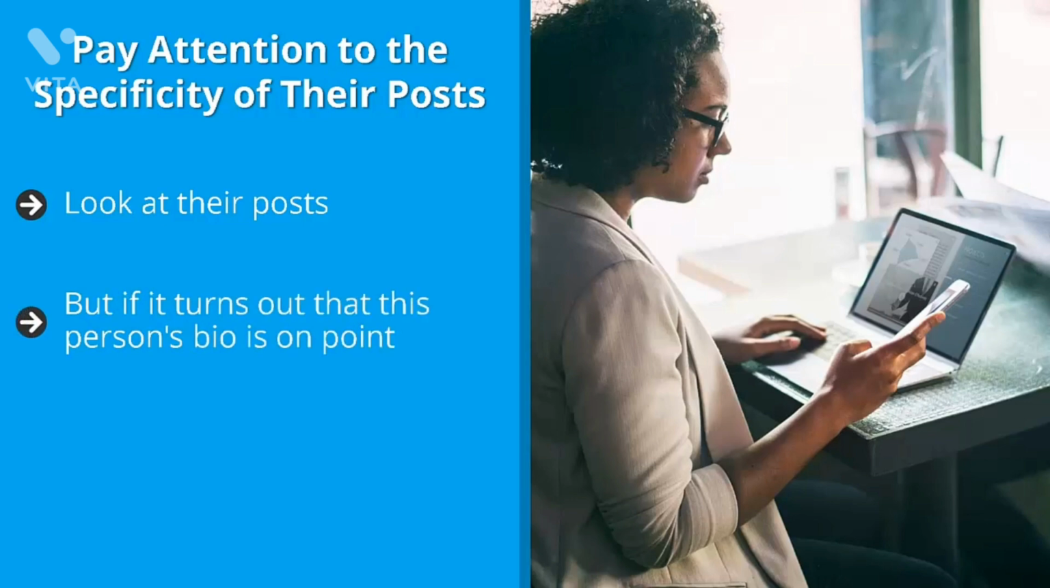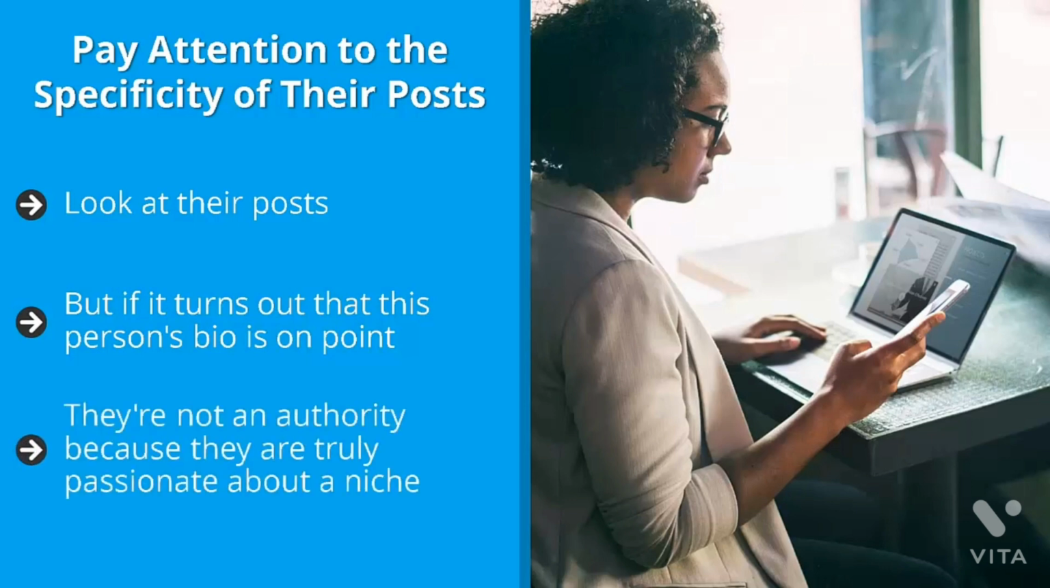But if it turns out that this person's bio is on point, they have more followers than the accounts they are following, and a high engagement level, but this person focuses on generalized content, this person may be a dud. In other words, this person is some sort of Twitter celebrity. This person is only an authority because of their personality and not much else. They're not an authority because they focus on a niche. They're not an authority because they are truly passionate about a niche. People only follow them because they think their personality is interesting. So, what you get is some sort of individual celebrity market. That's not what you're looking for. You're looking for a niche audience.